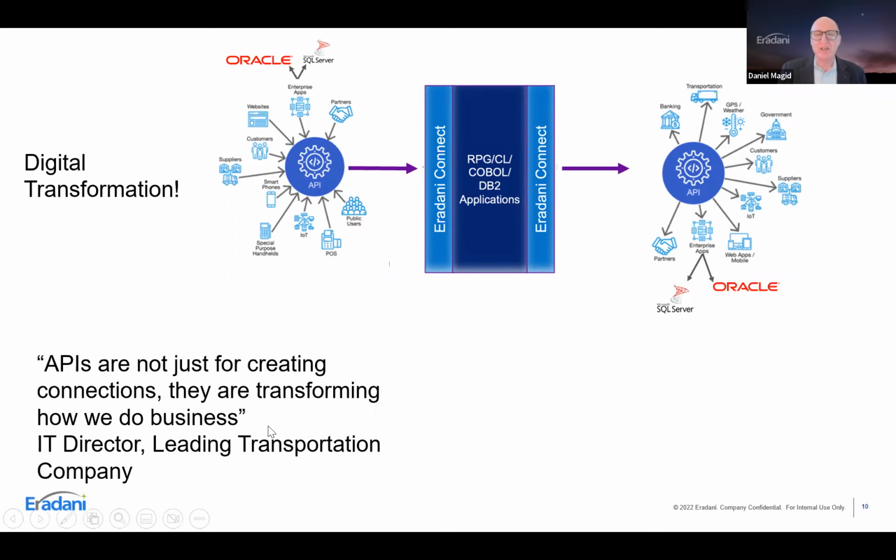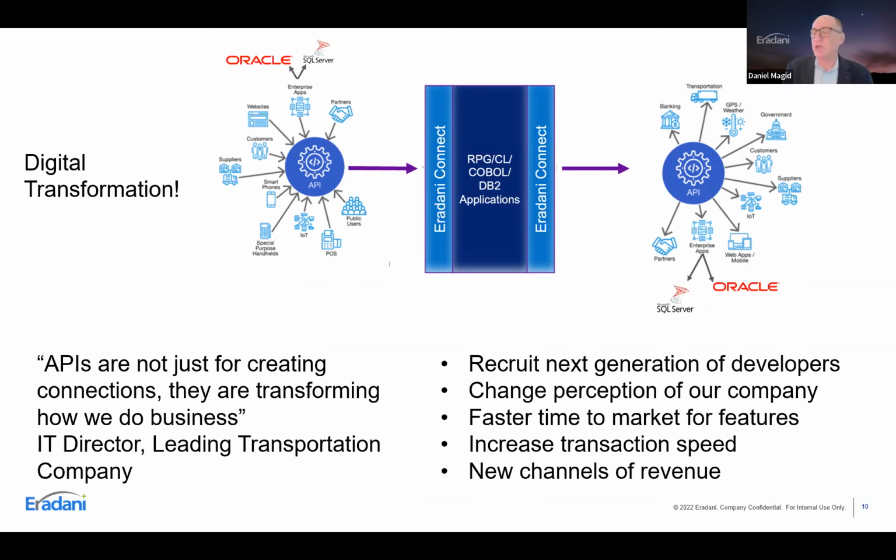I had a really interesting conversation with an IT director at a transportation company. When I was talking to her about APIs, she said, look, we're not simply trying to create connections. We are trying to transform our business. We want the IBM i to play in the greater ecosystem of all the different platforms that we have and that our partners have, so that we don't look like an outlier. We want to be an active participant in that environment. We also want to be able to recruit the next generation of developers by using the latest technologies, and APIs allow us to integrate new technology with our IBM i.